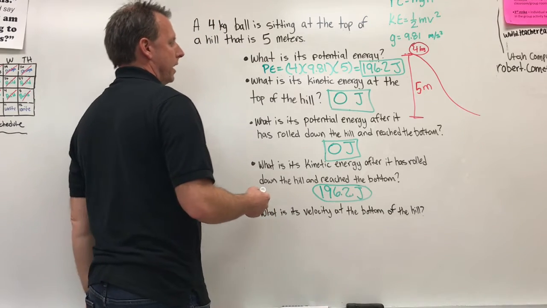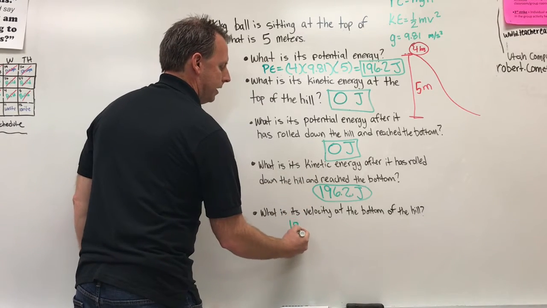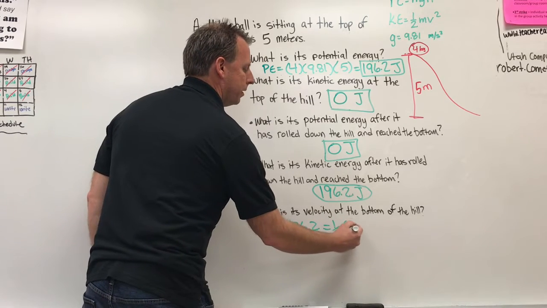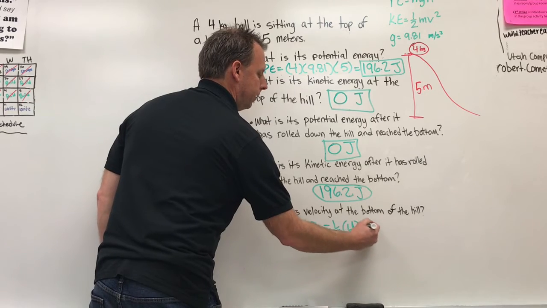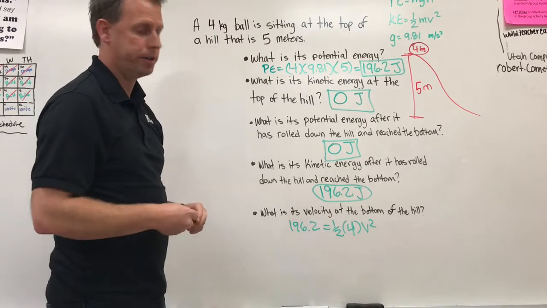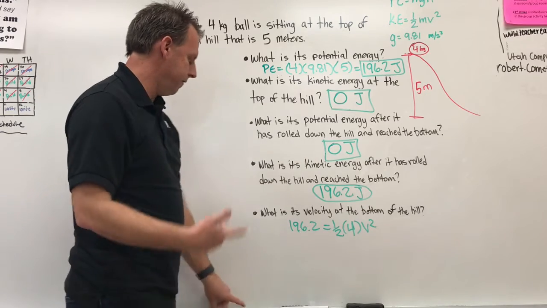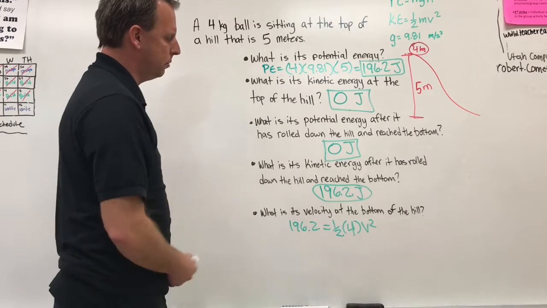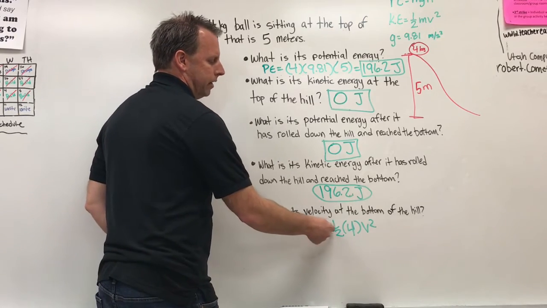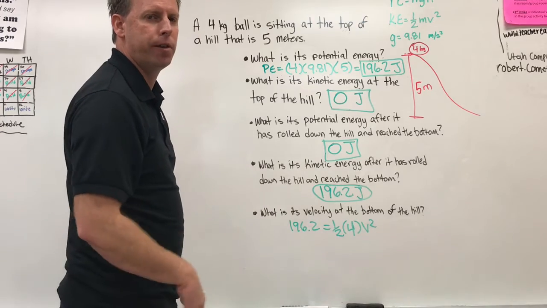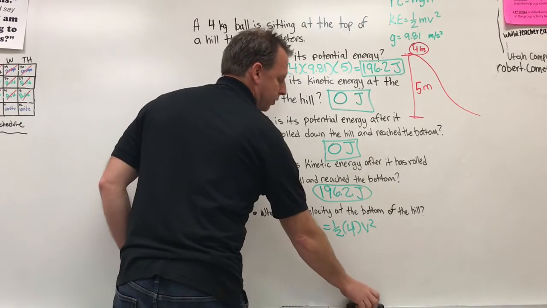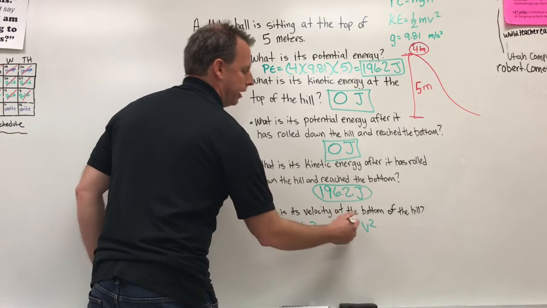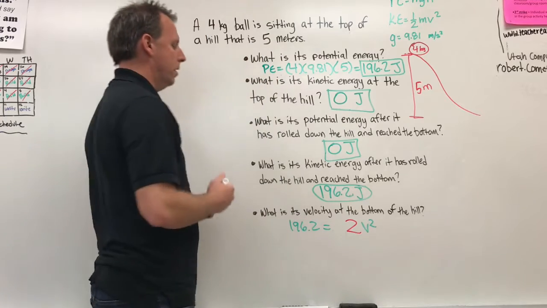So here we go. We've got kinetic energy is 196.2, and that's equal to 1/2 m, that is 4, v squared. All right, so we're trying to get v by itself. That means this stuff right here needs to go. But I'm going to do some stuff with that first. 1/2 times 4 is 2. I'm going to go ahead and erase that instead of rewriting the whole thing, and just go with 2 right there.